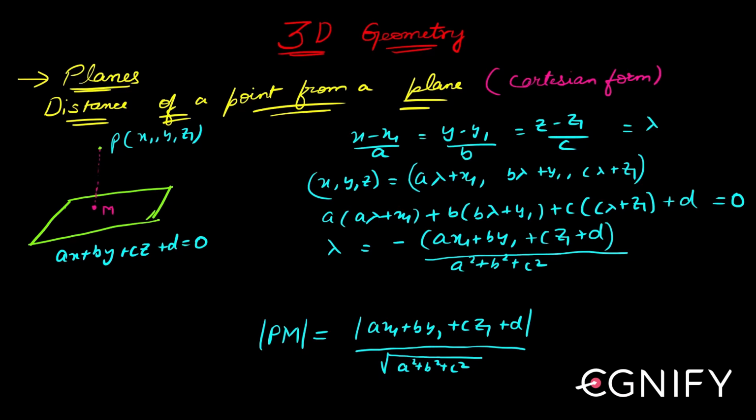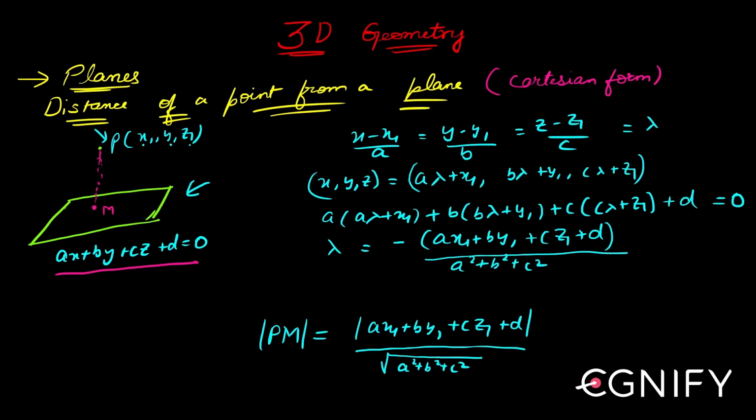Let us now look at the distance of a point from a plane in the Cartesian form. So the same thing, I've taken this point P. Instead of having its position vector, I now have its coordinates x1, y1, z1. I need its distance from this plane whose equation is given by ax + by + cz + d = 0, right? Now, I need the length of this pink line.